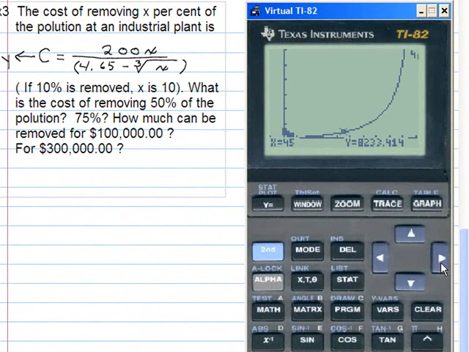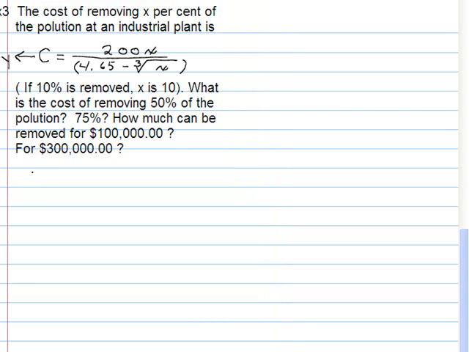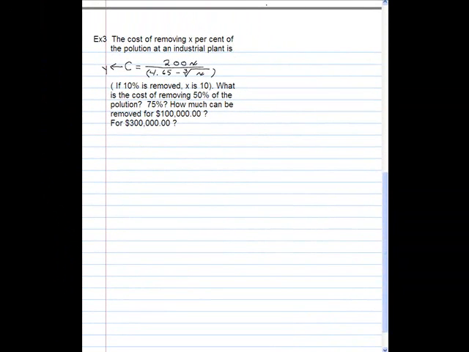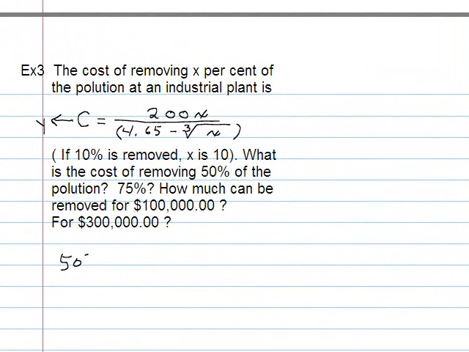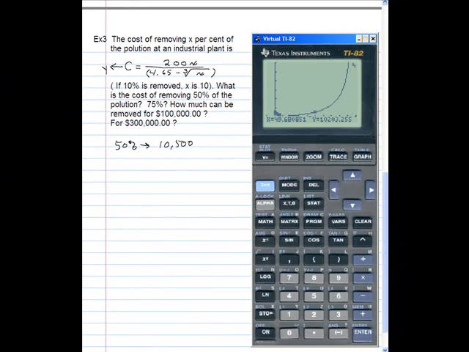So not much more, I would think, to remove 50%. We'll trace it out. There's 47%. And there's 48.5, 49.7. That's almost 50%. It's about 10,000. Looks like maybe 10,500. So for 50%, about $10,500. We've removed 50% of the pollution.